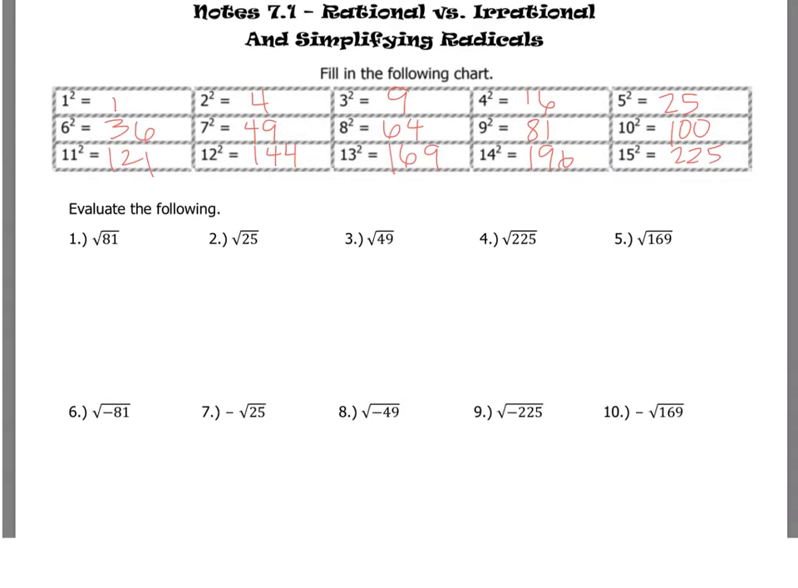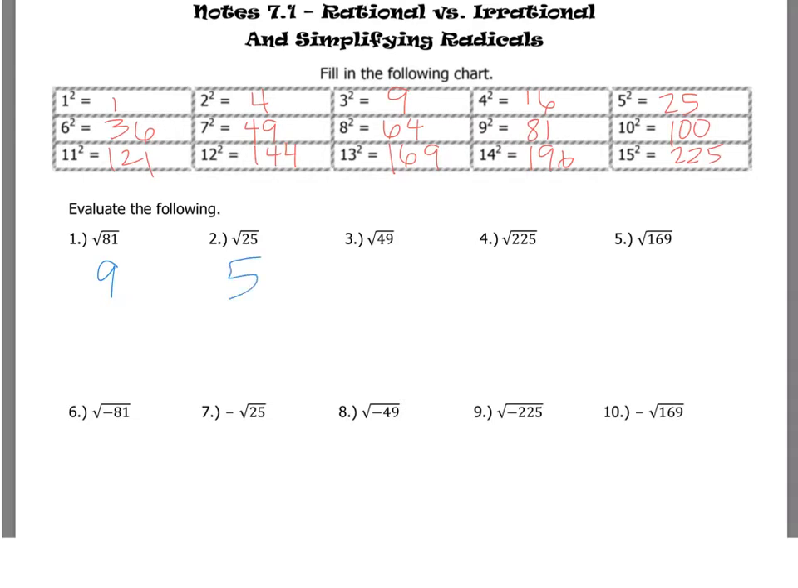So, looking at number 1, when you have a square root, some of you I've heard call that like a check mark. That square root is saying the opposite of squaring. So up above, we squared all of those numbers. So now we're looking at the square root. So the square root of 81 is saying what times itself equals 81? Well, 9 does.